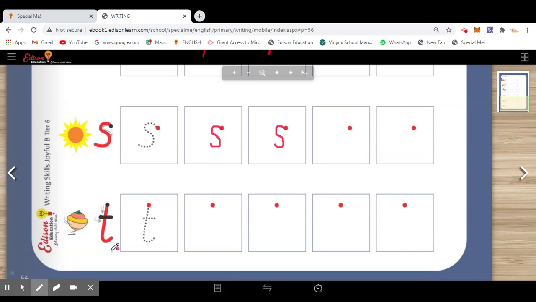Now look at the next letter. Which letter is this? This is letter T. And T is a phonic sound of letter T. Now look at this picture. What is this? This is a top. Teeter top. So first of all, you have to trace letter T and then you have to make it by your own. So let's draw letter T.